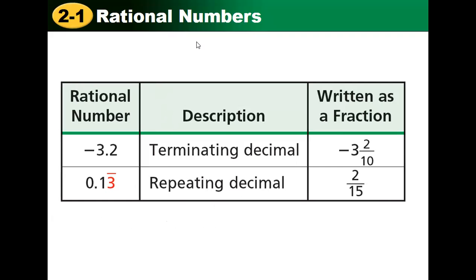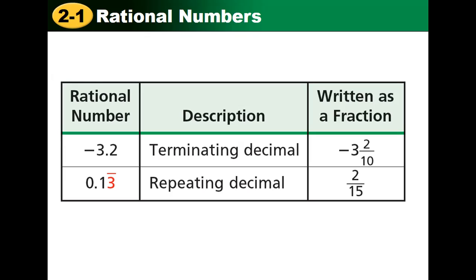With rational numbers, we have two different types. The first one is called terminating decimal. The second is repeating decimal. What is the difference between both of them? First, negative 3.2. Terminating means that we have a term, we have a limit. Negative 3.2 has the decimal point after only one digit, which means we are going to write it as negative 3 and 2 out of 10.